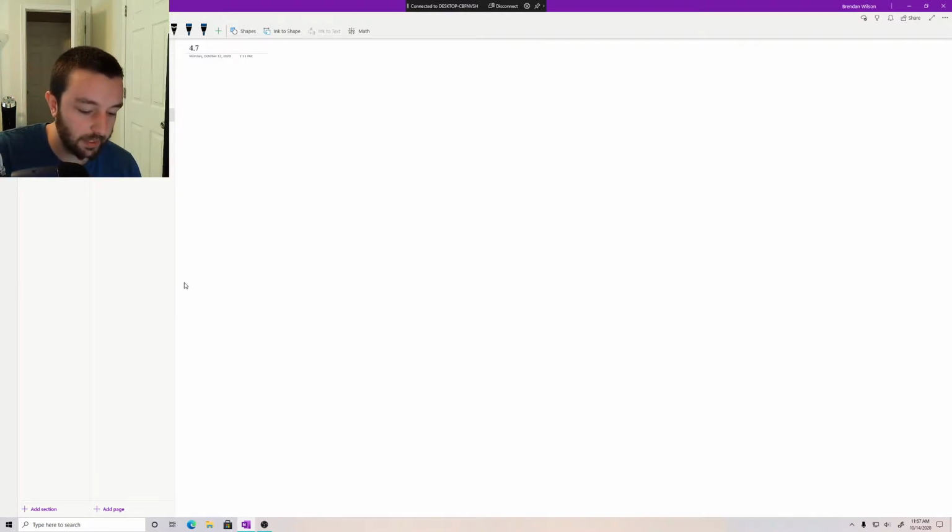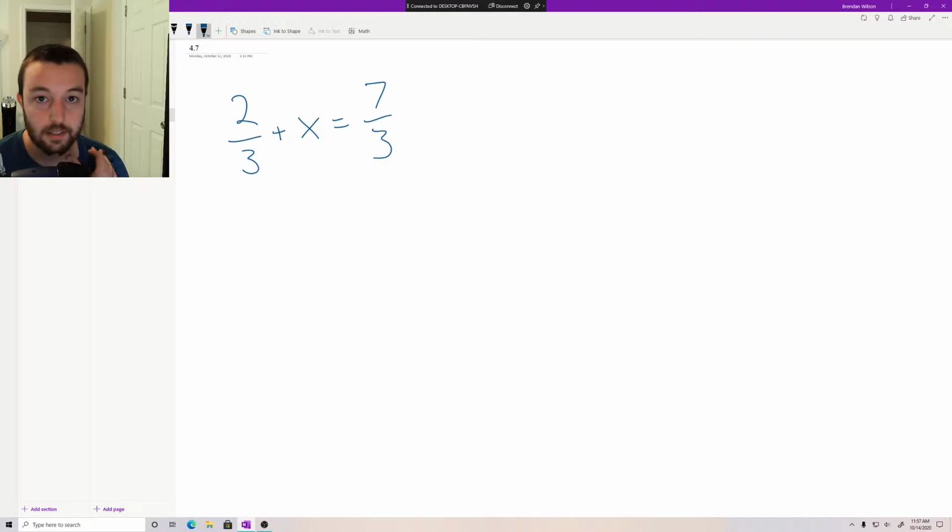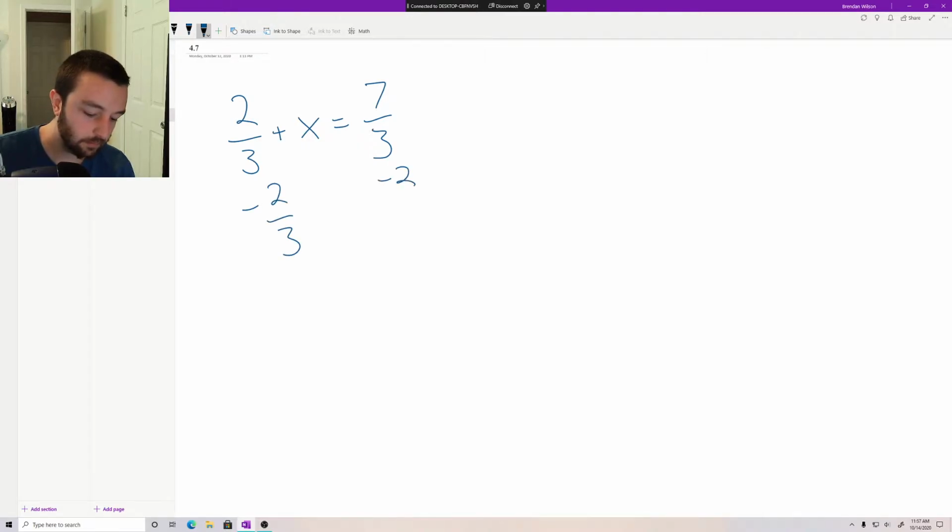Okay, so what do we do when we have something like 2/3 plus x equals 7/3 or something like this, okay? Let's just solve this one first. We would work it exactly the same as we would before. We want to get rid of the 2/3. So it's a positive 2/3, so we should subtract 2/3 from both sides in order to get rid of it, okay?